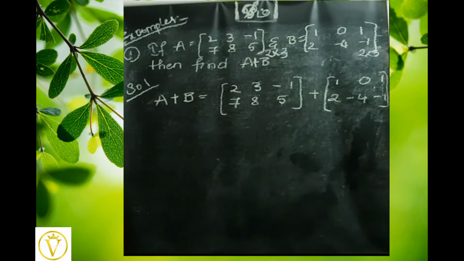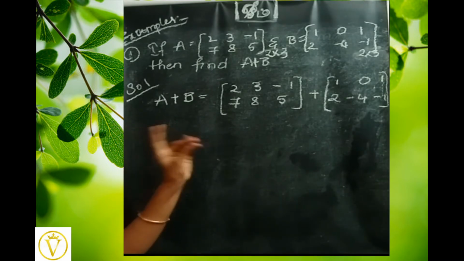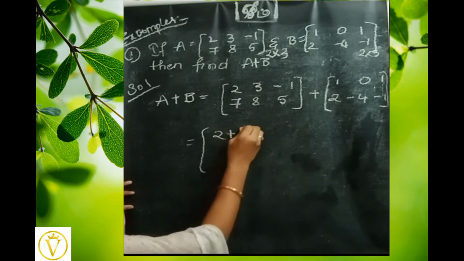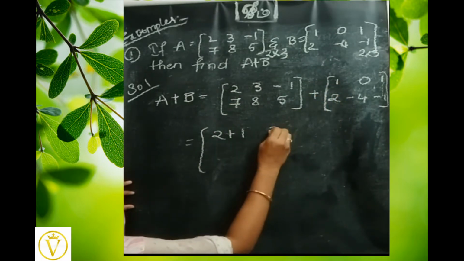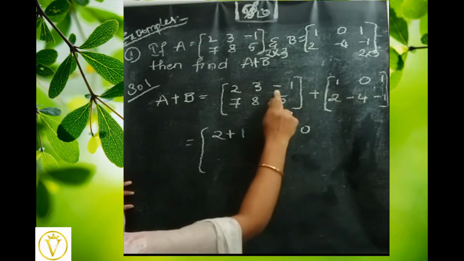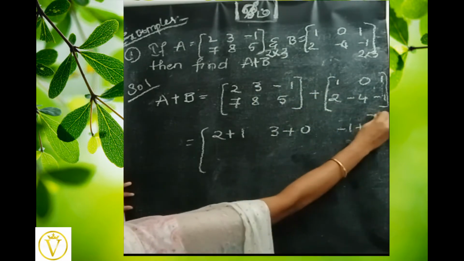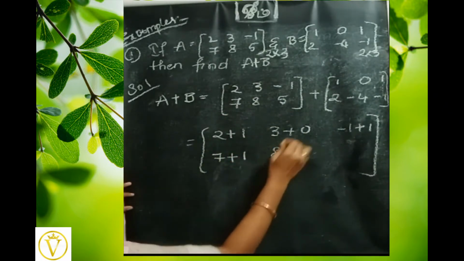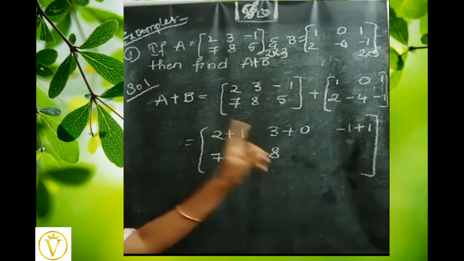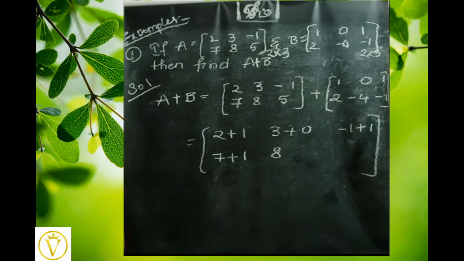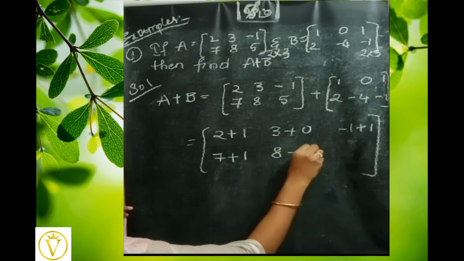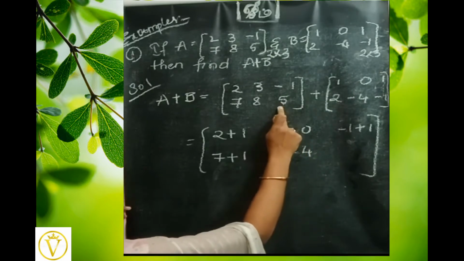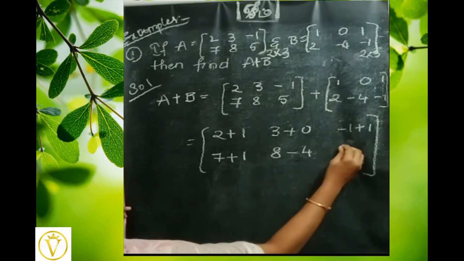Now, we have to sum each element with the corresponding element. So, 2 plus 1, 3 plus 0, minus 1 plus 1, 7 plus 2, 8 plus minus 4, and 5 plus minus 1. Don't get confused here: plus into minus is minus.